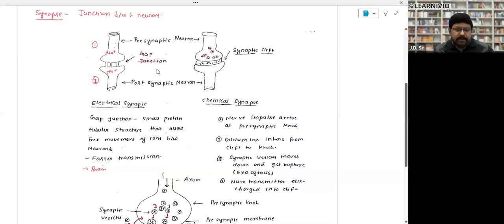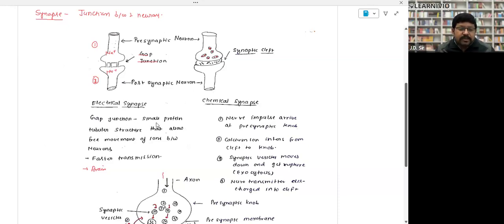So how does it take place in the electrical synapse? This is the pre-synaptic neuron, the part of the first neuron, right? This is the post-synaptic neuron, the part of the second neuron, right? The gap between them is called the gap junction, right? In the gap junction, there are small pipe-like collections. They are made up of tubulin protein.